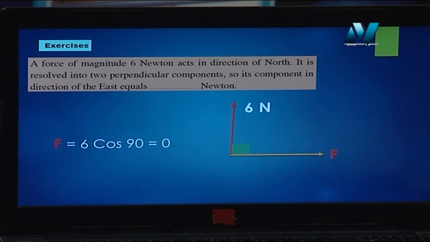And F here equals 6 cosine 90, because the angle 90 is between 6, which is the original force, and the first component that we would like to resolve it to, which is F. The angle between them equals 90, so we will apply the rule. Equals 6 cosine 90, equals what? Equals 0. Yes, because cosine 90 equals 0. 0 multiplied by 6 equals 0.